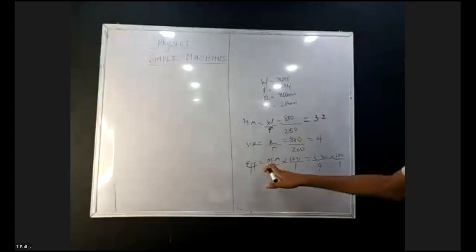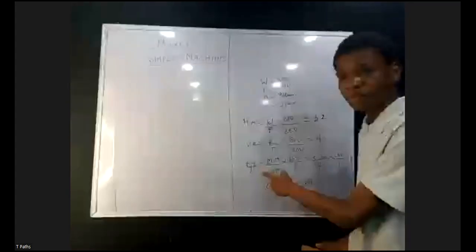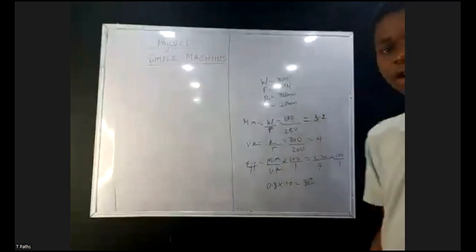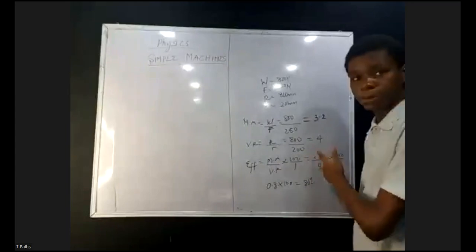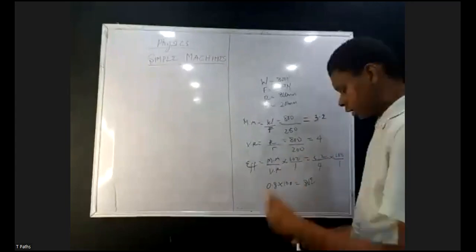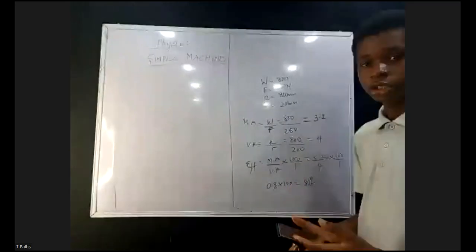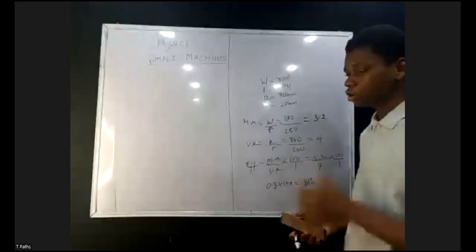So what I'm going to do is just input this. The efficiency is mechanical advantage over velocity ratio times 100 over 1. My mechanical advantage is 3.2, while my velocity ratio is 4. After dividing 3.2 by 4, I get 0.8, and times 100 gives me 80%. That's why I have my answer as 80%, which is option B. So the correct answer here is option B.